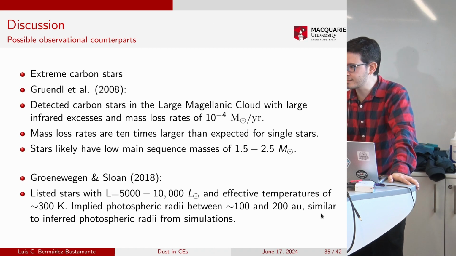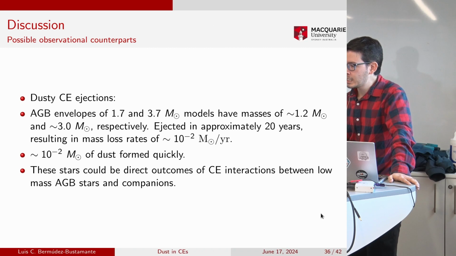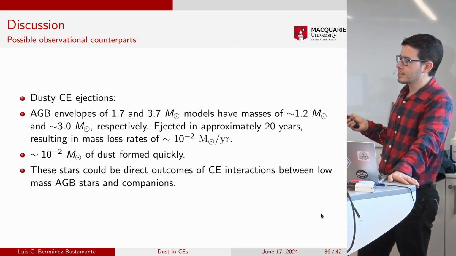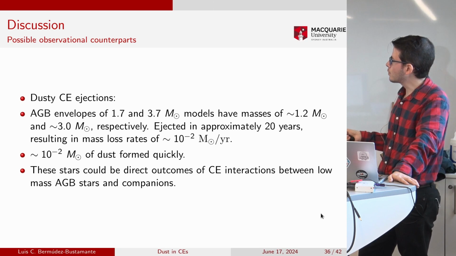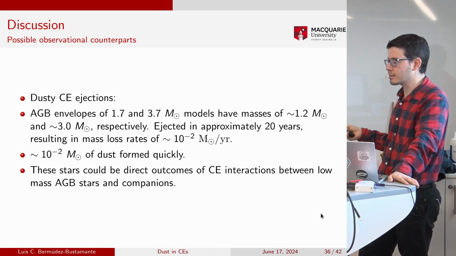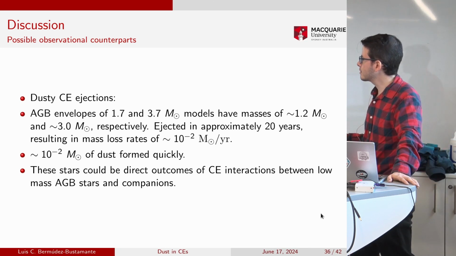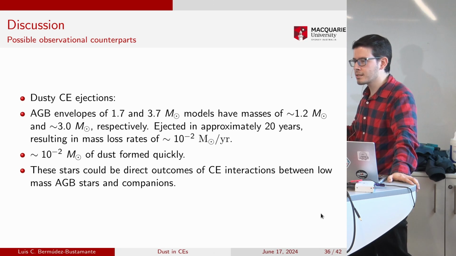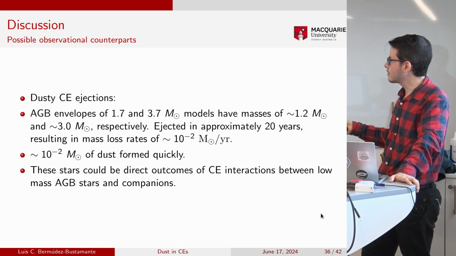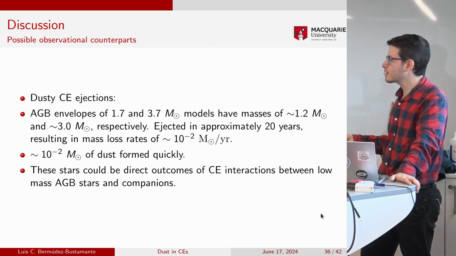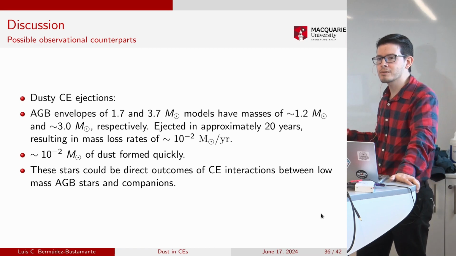The radius is similar. So if we take that into account, together with the fact that in the simulations we are ejecting in approximately 20 years 10 to the minus 2 solar masses of dust, then this amount of dust is going to contribute to the optical appearance of the object, and maybe because of all that, we can consider that these extreme carbon-rich stars are outcomes of common envelope interactions.